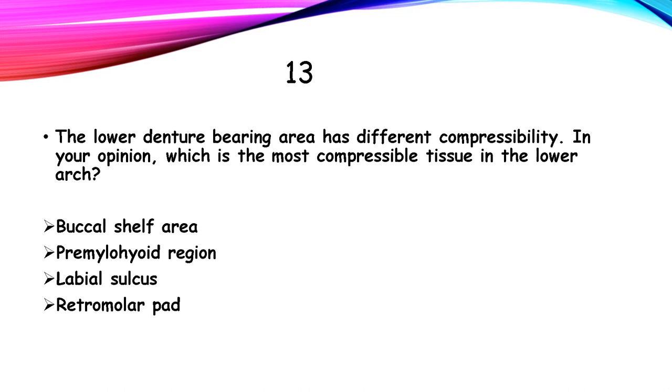So, coming to the next question, the lower denture bearing area has different compressibility. In your opinion, which is the most compressible tissue in the lower arch? Options are buccal shelf area, retromylohyoid region, labial sulcus, then retromolar pad.